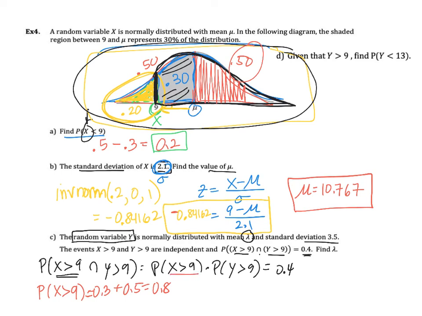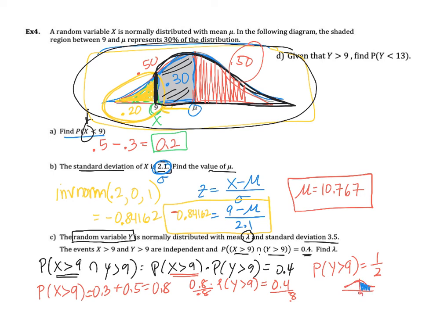So I know that this value right here is 0.8, and I can calculate the probability that y is greater than 9 because I now have everything except the probability of y greater than 9. So I'm going to divide by 0.8, divide by 0.8. So the probability that y is greater than 9 is equal to 1/2.